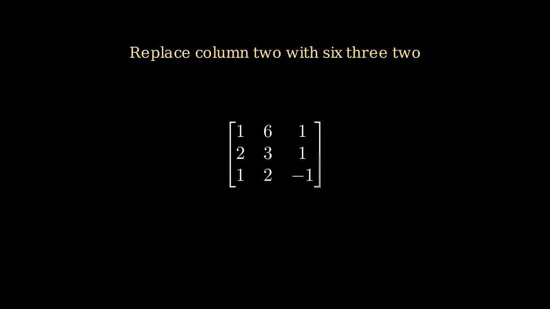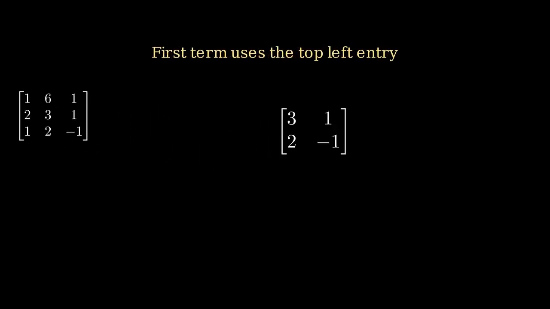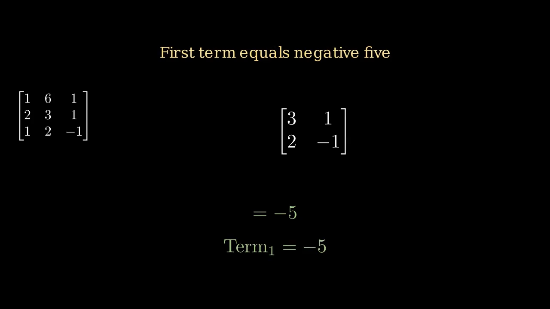To find y, we replace the second column of the matrix with the constants 6, 3, 2, giving a new matrix with top row 1, 6, 1, middle row 2, 3, 1, and bottom row 1, 2, negative 1. The first term is 1 times the determinant of 3, 1, 2, negative 1, which equals 3 times negative 1 minus 1 times 2 equals negative 3 minus 2 equals negative 5, so the first term equals negative 5.